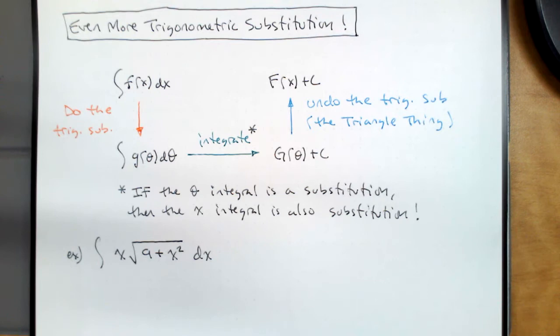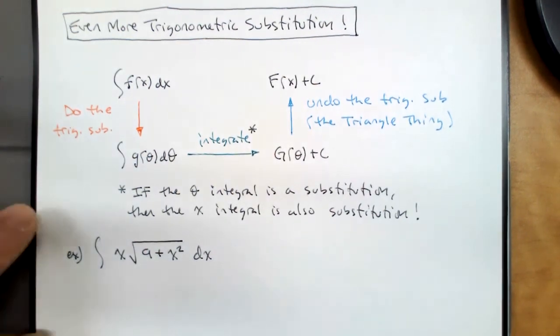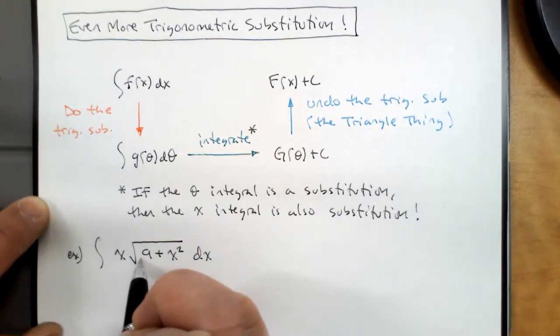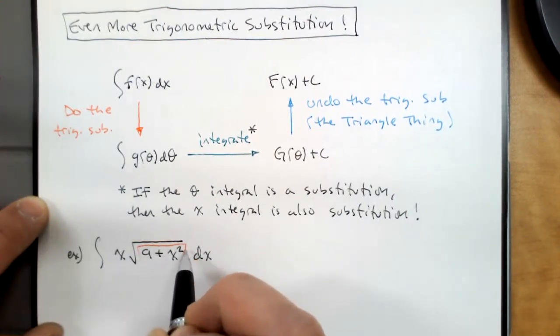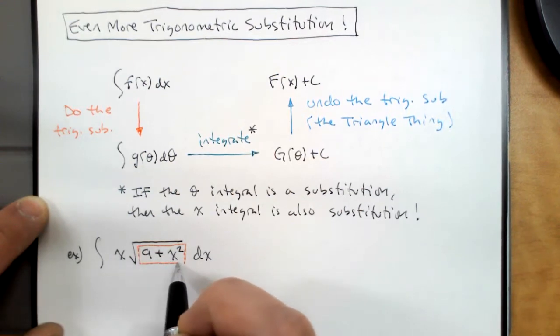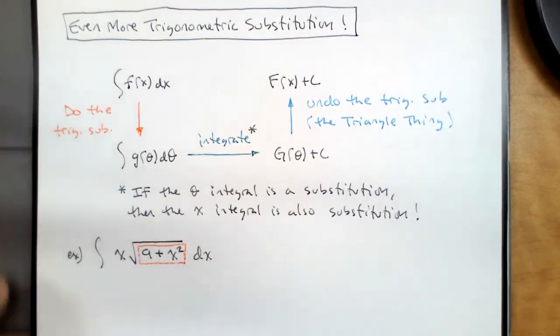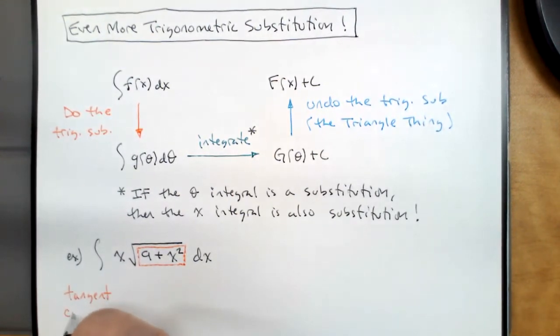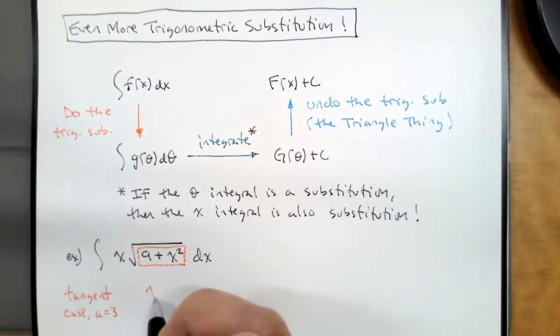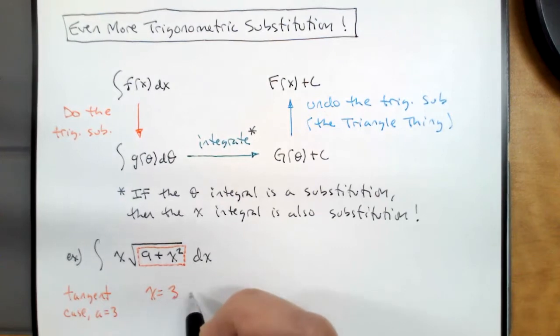All right, so let's go through our decisions. This 9 plus x squared is what's going to tell us the case. We see there's a quadratic running around. So we're going to say that this is the tangent case with a equals 3. So our substitution will be x equals 3 times the tangent of theta.